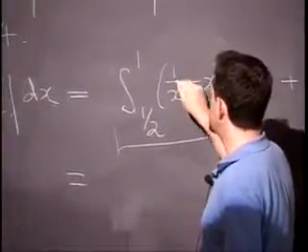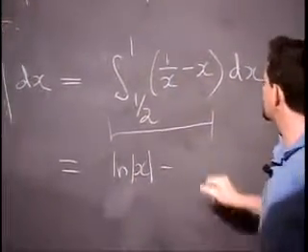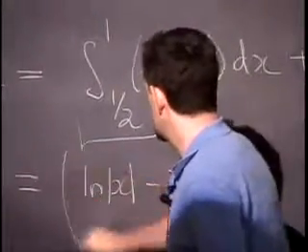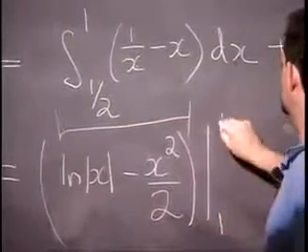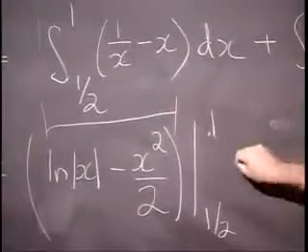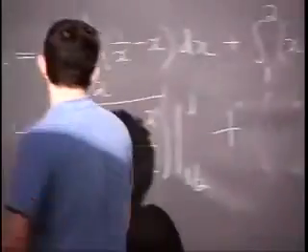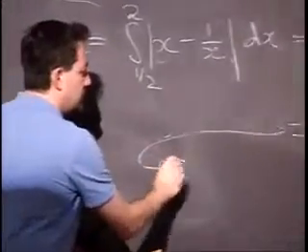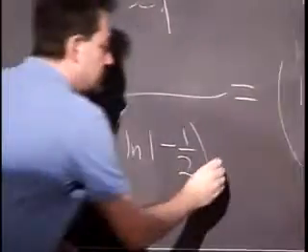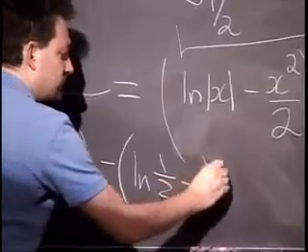The antiderivative of 1 over x is log absolute value of x. And an antiderivative of x is x squared over 2. I need to go between 1/2 and 1. And then, of course, you repeat for this one, and I leave that to you. Well, what do we get? We get log 1 minus 1/2 minus log 1/2 minus 1/4 over 2.